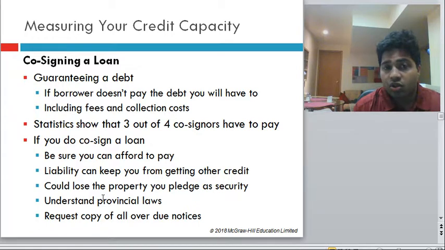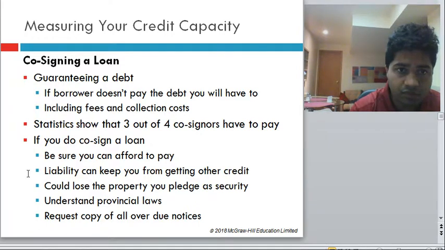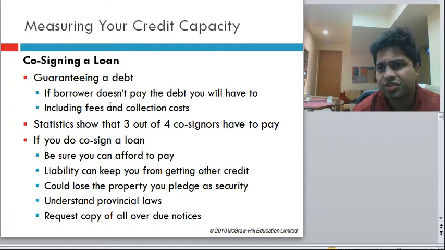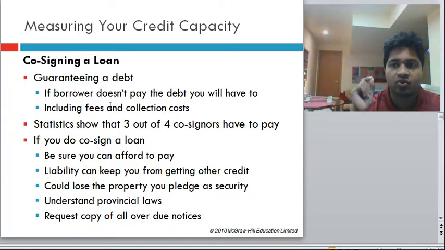Next is co-signing a loan, guaranteeing a debt. Now this is a bit tricky. Sometimes your family and friends ask you to co-sign a loan, but you have to be very careful before co-signing. When you co-sign, you are taking on a liability that if the person doesn't pay, you would have to pay on his behalf. That is one thing. So be extremely careful while co-signing.